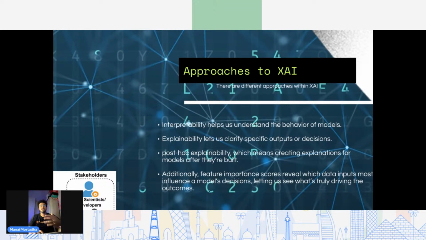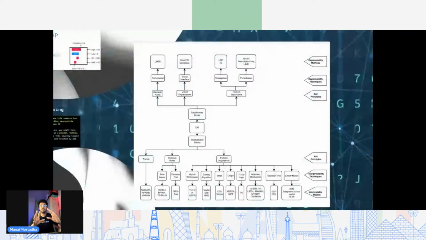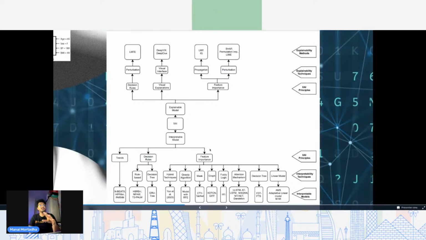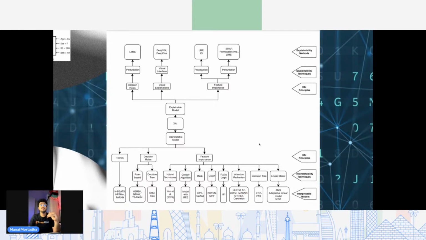To understand all this, we need to see the bigger picture. The bigger picture is the graph representing how XAI works and how this architecture is maintained. Here, you can take a screenshot or look at the description to see this presentation. First, XAI is the center here. It is the main node of the whole architecture. We have explainable models and interpretable models. The interpretable models have principles, and those principles are feature importance, decision rules, and trends.